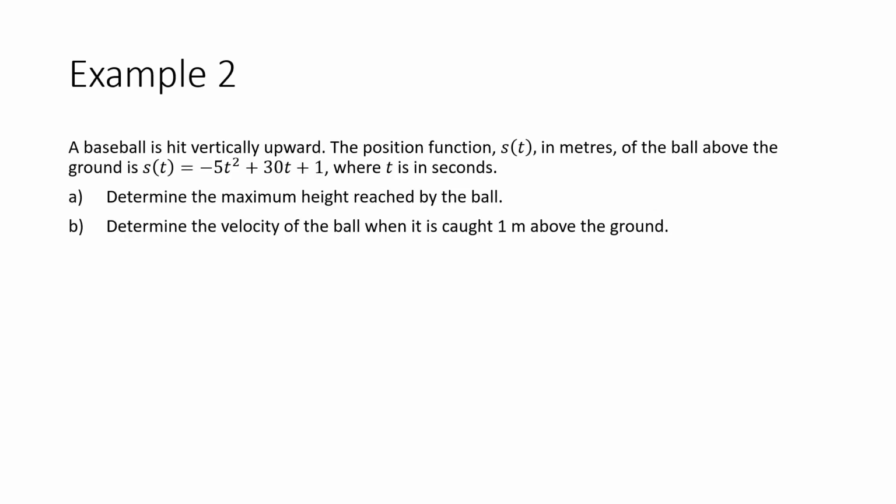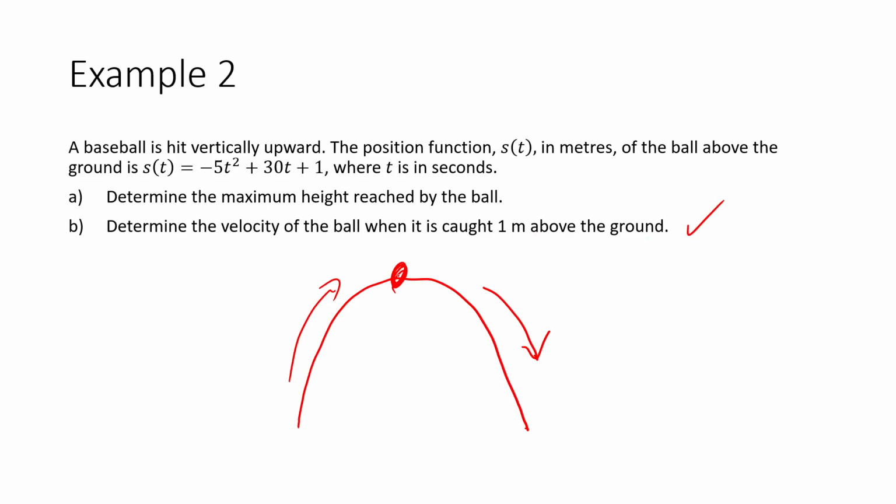Now, for example 2, we have a baseball being hit vertically upward. What we're going to say is that as this baseball goes up in height, its velocity will be positive and its displacement will be increasing. As it starts to come down, we'll say that it has negative velocity. We want to determine the maximum height reached by the ball, and then we also want to determine the velocity of the ball when it's caught 1 meter above the ground.